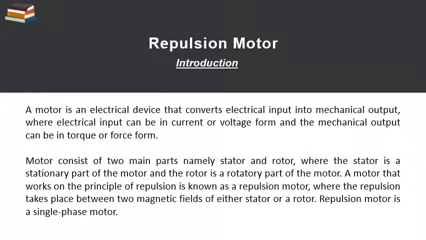A motor consists of two main parts, namely the stator and the rotor, where the stator is the stationary part of the motor and the rotor is the rotating or movable part of the motor. The motor that works on the principle of repulsion is known as a repulsion motor, where the repulsion takes place between two magnetic fields of the stator and the rotor. A repulsion motor is a single phase motor.